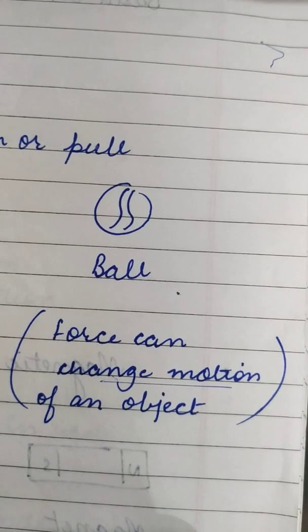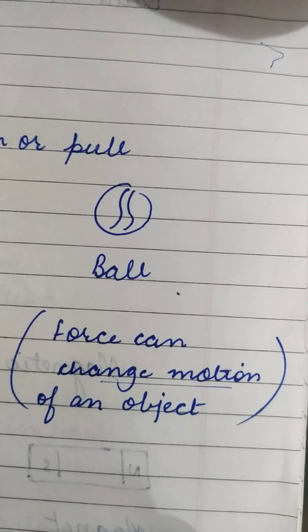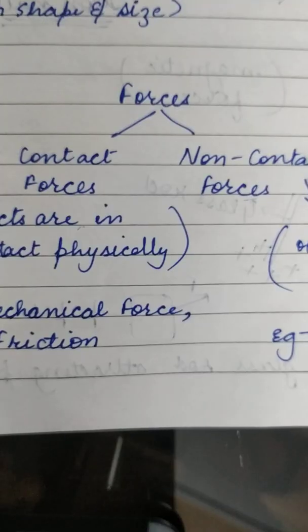Basically, it is not only getting stationary objects into motion, it can also make objects with uniform velocity change their speed, like increase their speed or decrease their speed, or even bring objects in motion to rest.